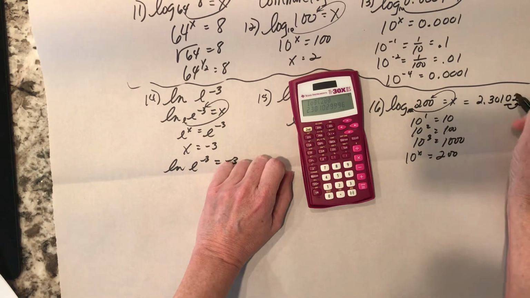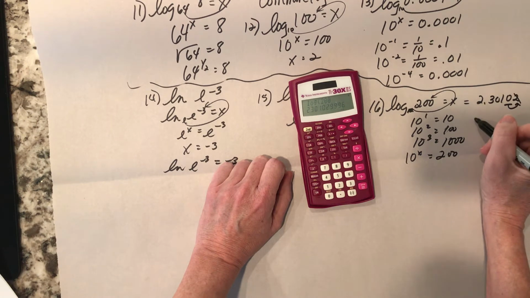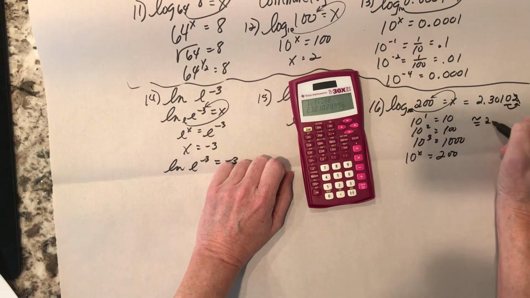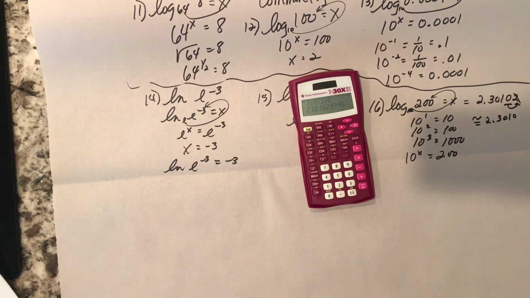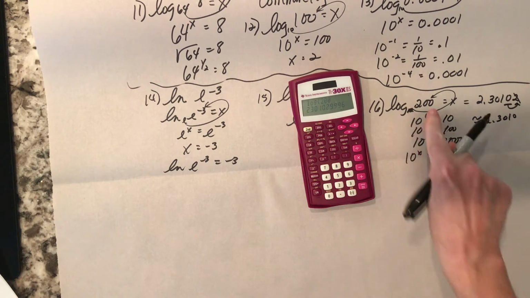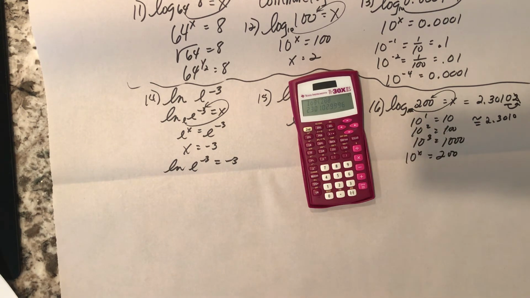The 5th number tells you just drop it off. So the common log is approximately 2.3010. It's really simple to do in your calculator. Just hit log of 200. Okay, the next one, number 17.